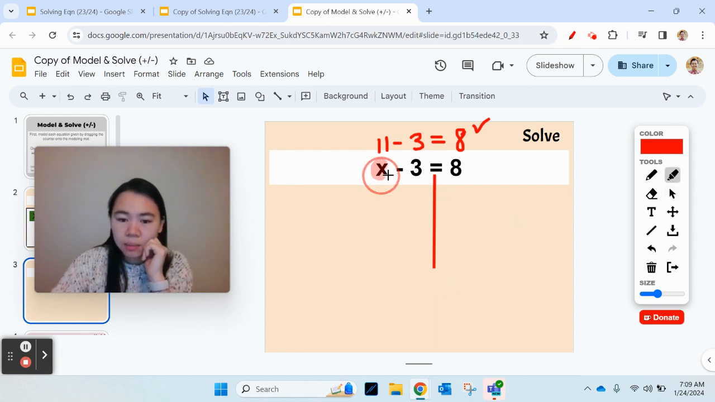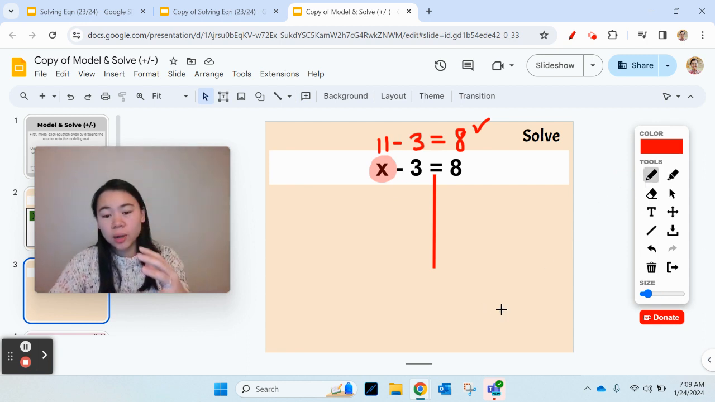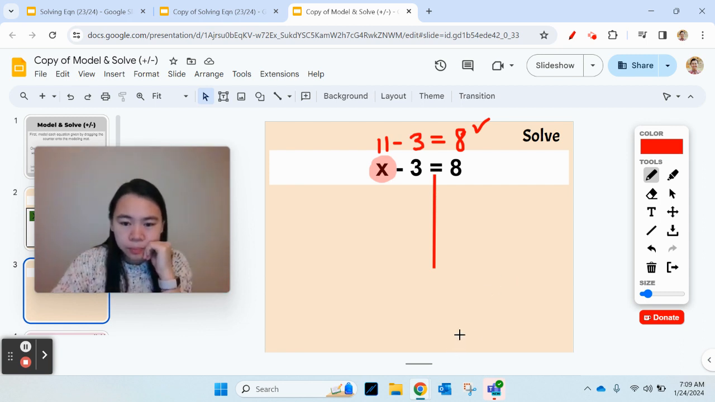I'm going to highlight my variable x because at the end, after I show all my work, I want it to say x equals this number. We're trying to figure out what does x equal. Okay. So now let's figure out what's happening to your variable. My x minus 3. 3 is getting subtracted from x.